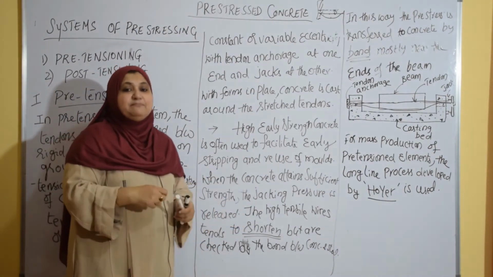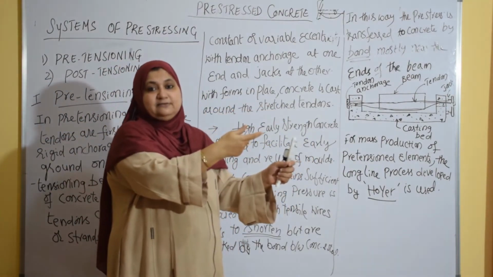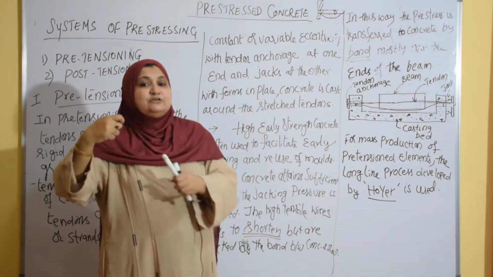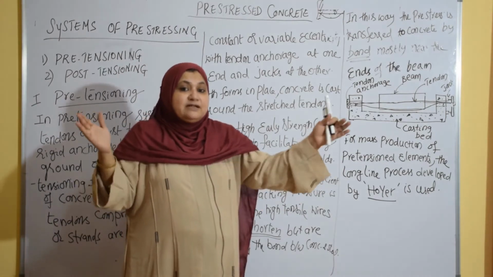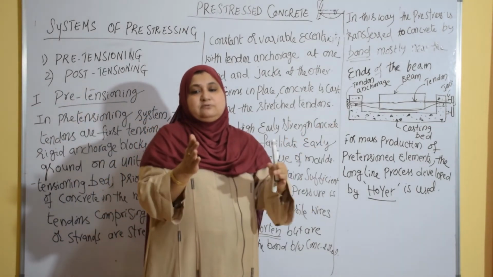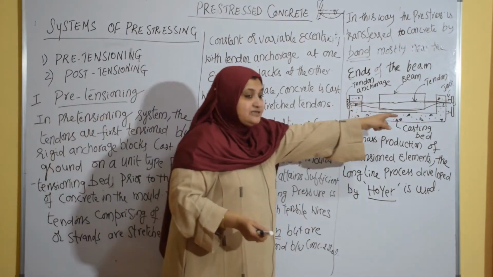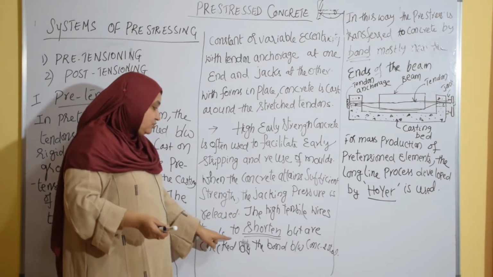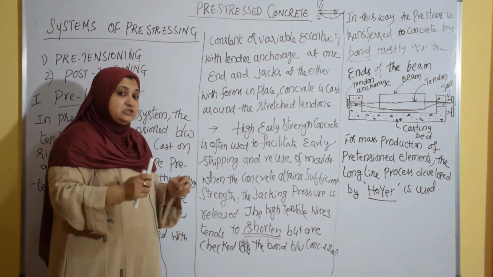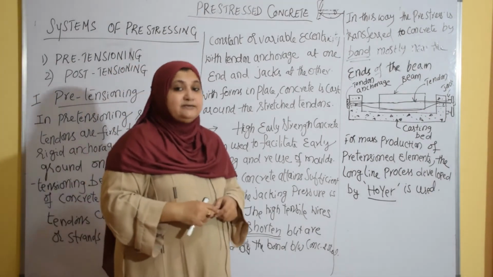They reduce. You can imagine you have tied one rope or wire, fixed on one side. The other side you have given some pressure. After some time you cut it off. Then that wire will try to come close to each other. So that is what I am saying here. Once the jack is released, the high tensile wire will tend to shorten. But this shortening is checked by the bond between concrete and steel.